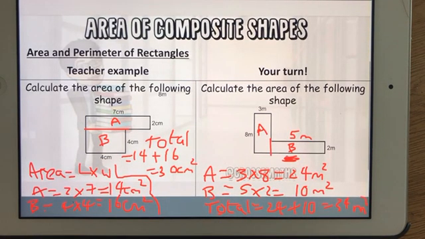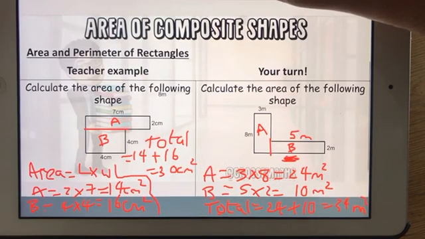Okay, if you got 34 meters squared, brilliant. If you didn't, either get it down now or get it written down after the session. It's up to you. But be careful when they haven't labelled all the sides. You can't just times together sides that you can see. That's not how it works.